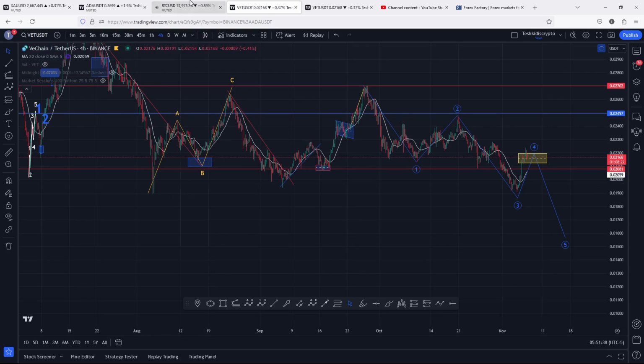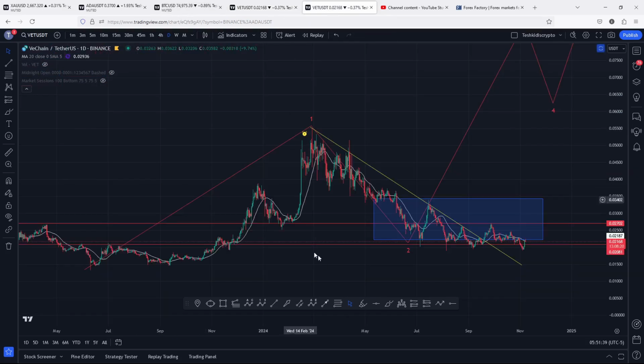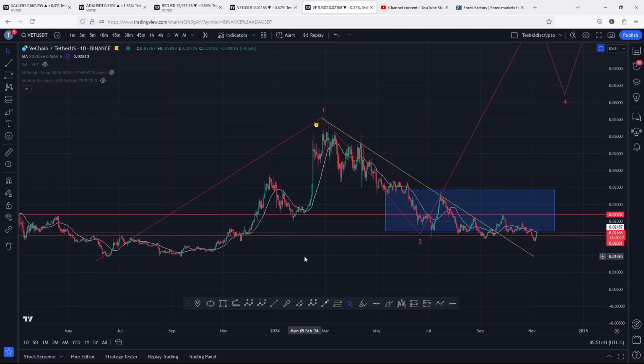Jumping to the daily chart to discuss my long-term price prediction analysis, I still believe that we are going to see more than a 10x in this bull market, but for that to play out, we need to see Vechain holding above significant key areas on the Fibonacci's.